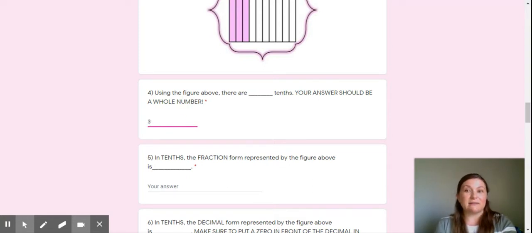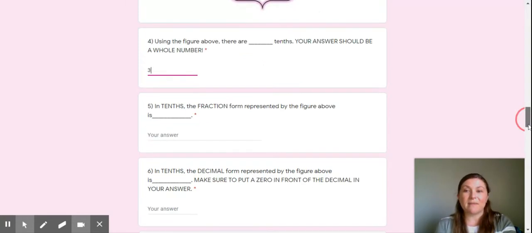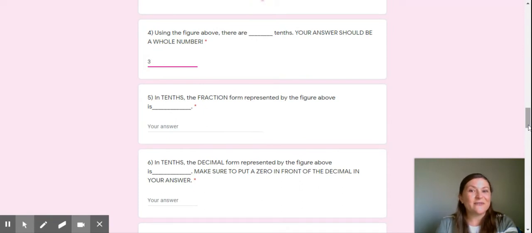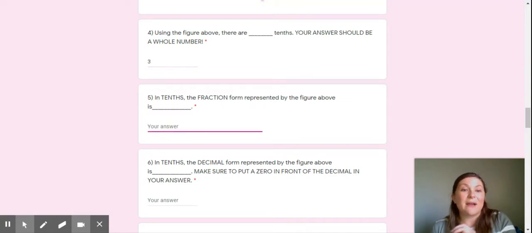So my answer is 3, in tenths, the fraction form represented by the figure above. Now, this is just going to be kind of repeating, which is good. You'll get the hang of it and it'll go faster. So in tenths. So now I'm not using my denominator as 100. I'm using my denominator as tenths. So my fraction will be 3/10, because when I get 10/10, I will have a whole, right?